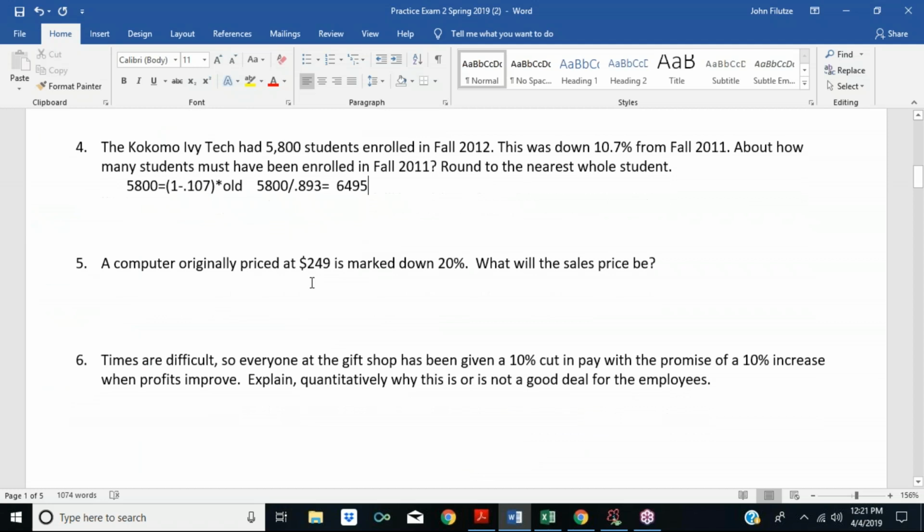So number 5, same idea. The original price is $249. It's marked down 20%. What's the new price? So we're trying to find the new price in this case. So 1 minus 0.2, since it's marked down 20%, times 249. So that would be 0.8 times 249, which is $199.20.